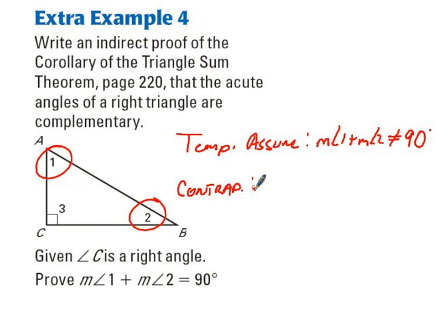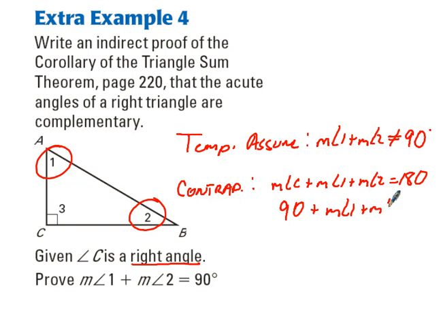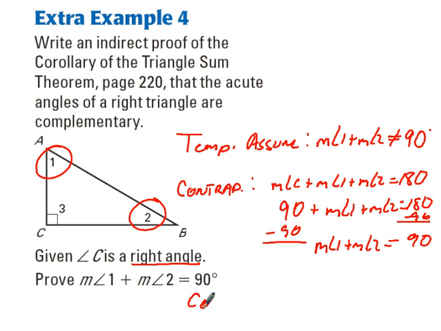Well, we know that the measure of angle C plus the measure of angle 1 plus the measure of angle 2 for any triangle equals 180. And since angle C is a right angle, that is 90 degrees, so we can put 90 degrees in there for angle C. And if we subtract 90, we get the measure of angle 1 plus the measure of angle 2 equals 90, which is a contradiction because we assumed it was not equal to that. Thus, we can conclude.